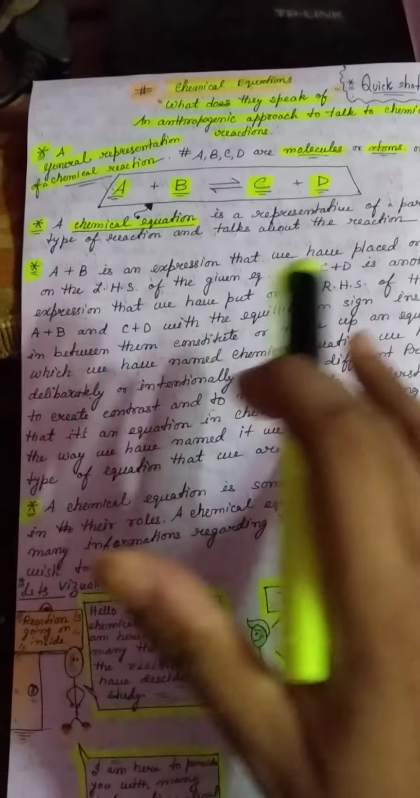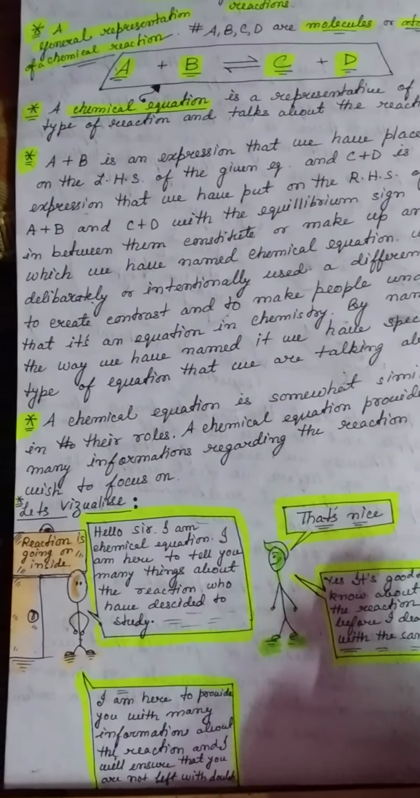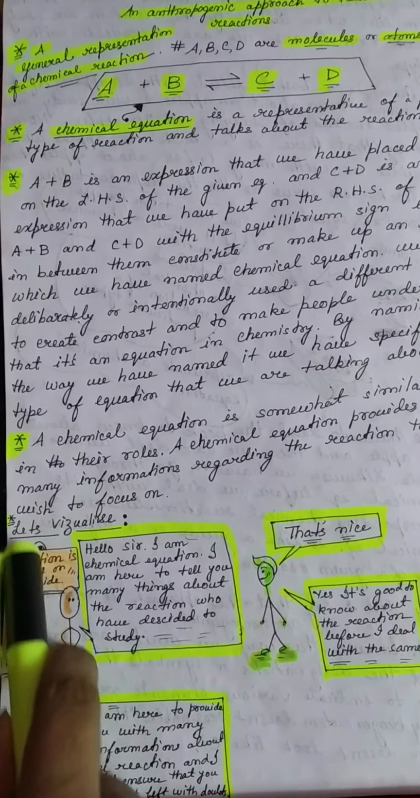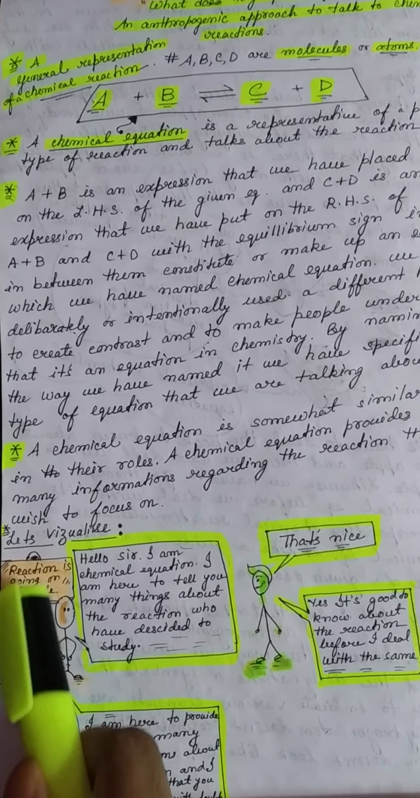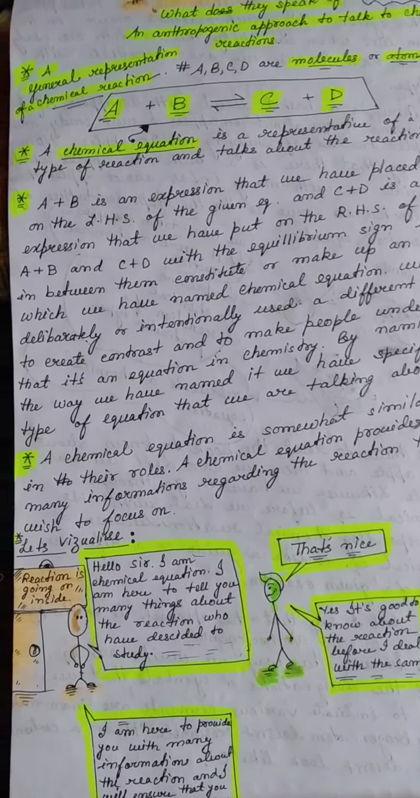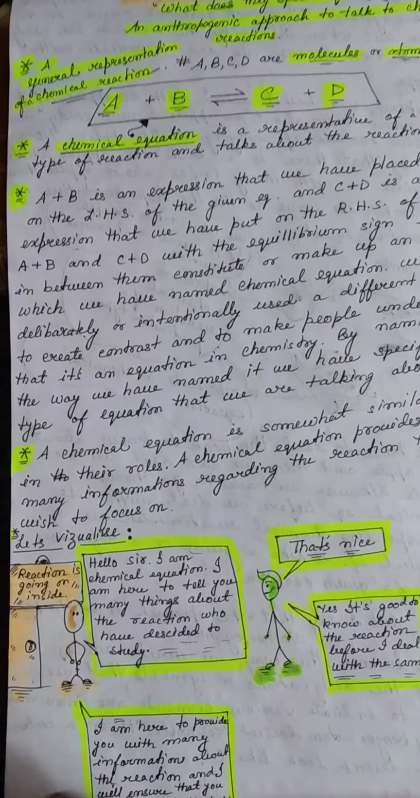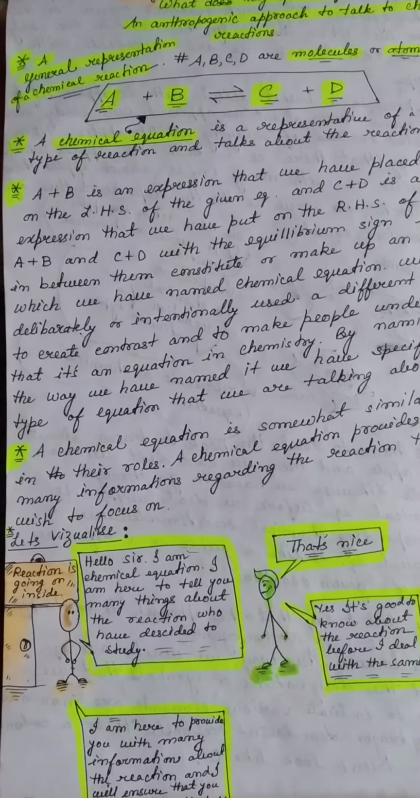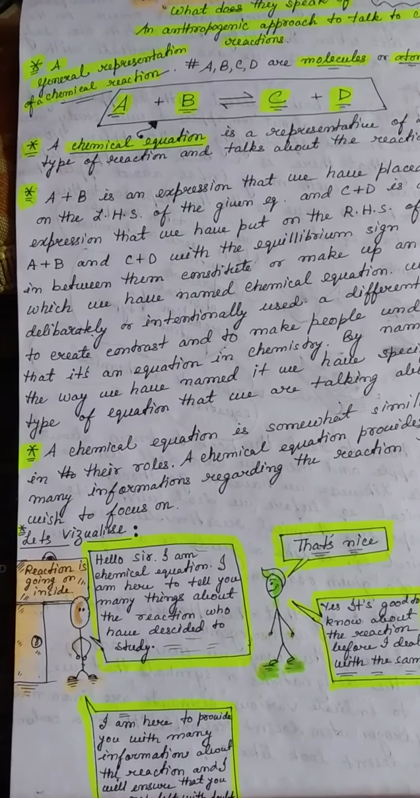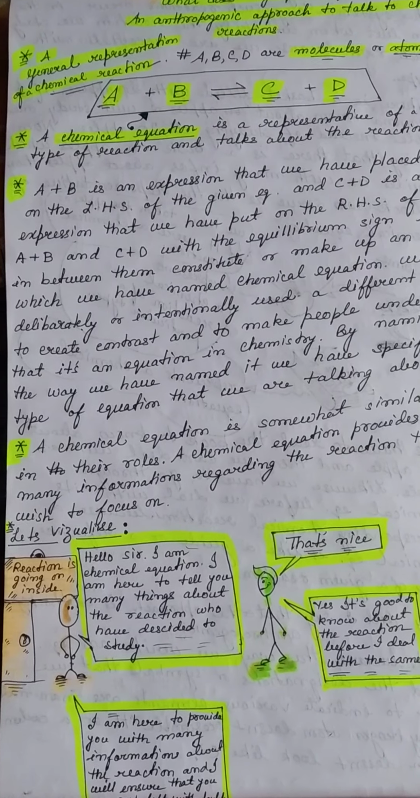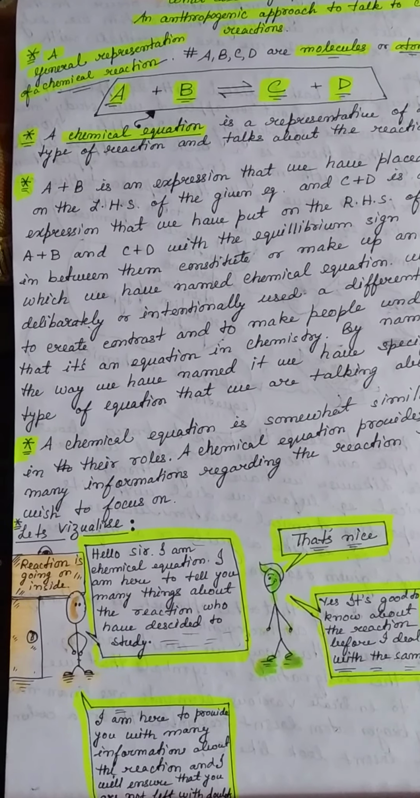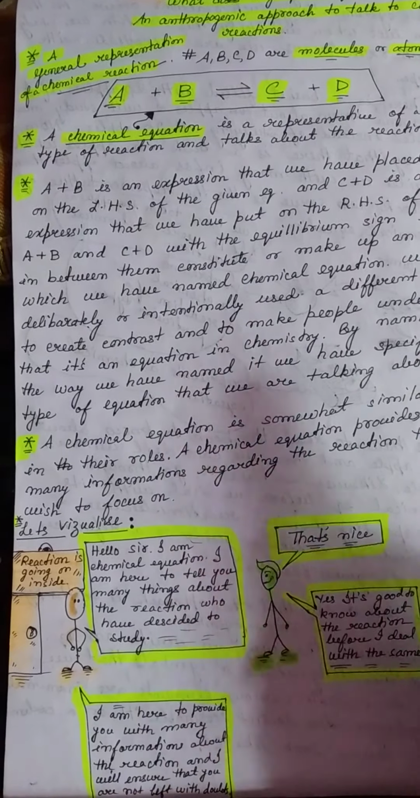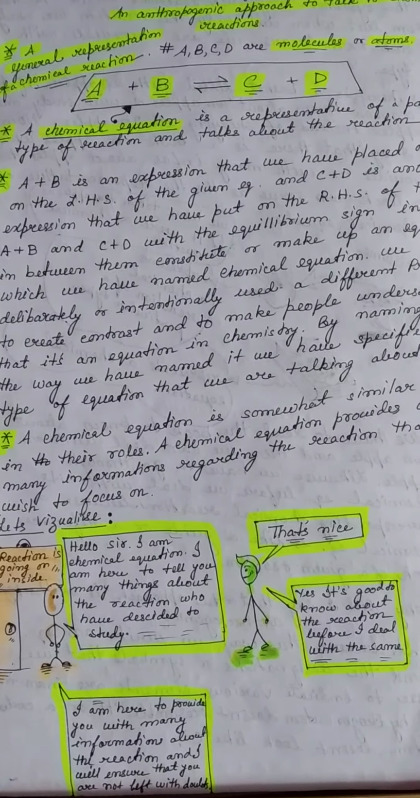So let's understand this visually. As you can see, here is a door, and above the door there is a signboard where something is written: Reaction is going on inside. So some sort of reaction is going on indoors. This guy is saying something. Let's read his dialogue. Hello sir, I'm the chemical equation. I'm here to tell you many things about the reaction which you have decided to study. Please correct it: it will not be who, it is going to be which you have decided to study.